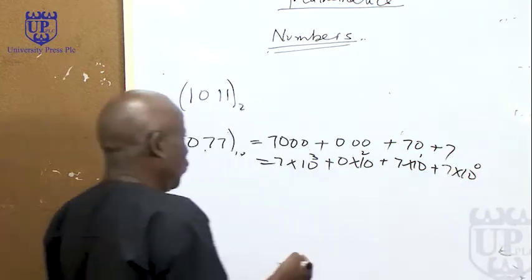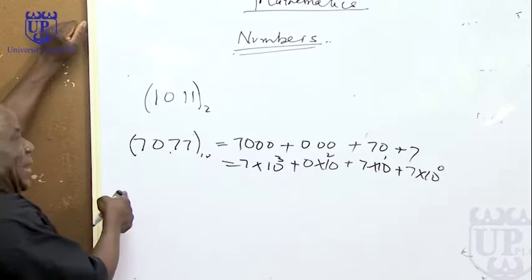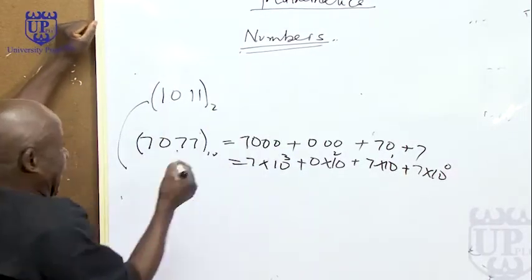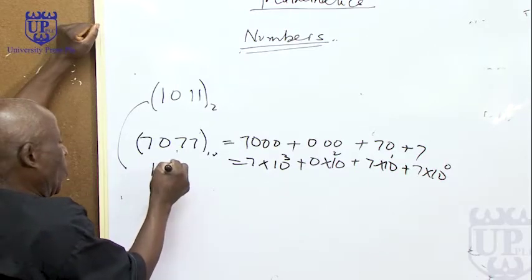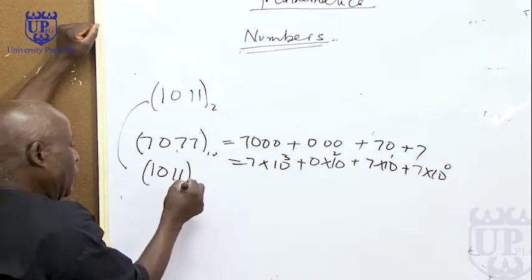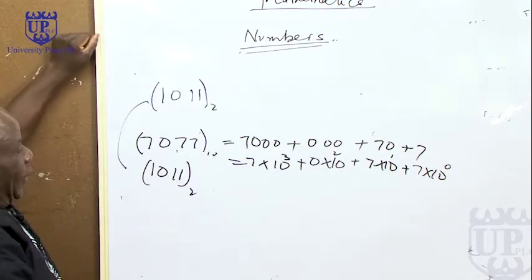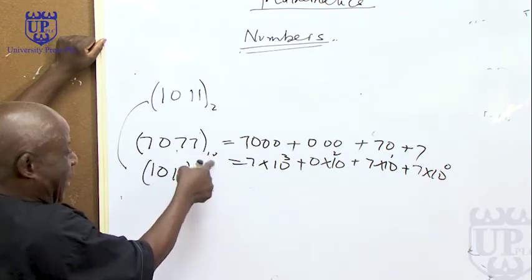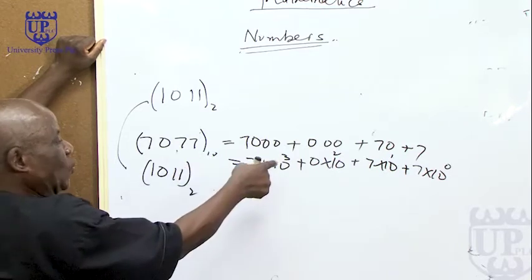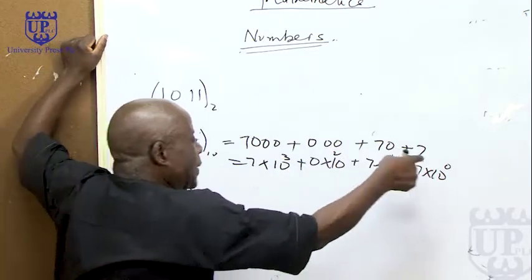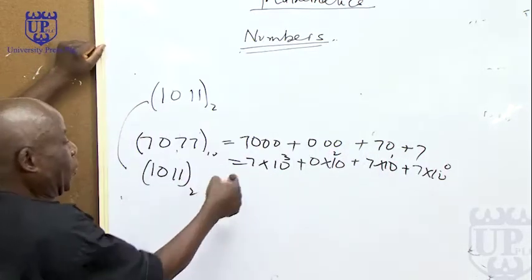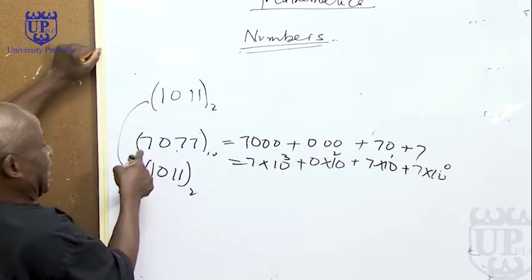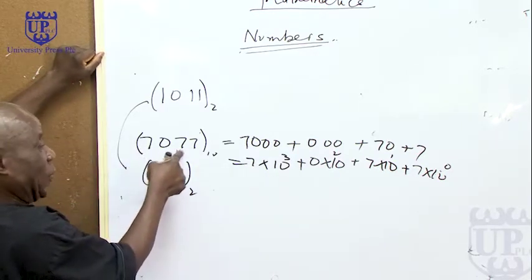I don't want to do that now. Please look at my next number. I want to bring this one down, and I want it to look like this. This is 1011 in bracket base 2. You know this one is in base 10, and you know this is 3, 2, 1, 0. Now 7 times 10 raised to power 3 plus, after this 7 we follow 077.